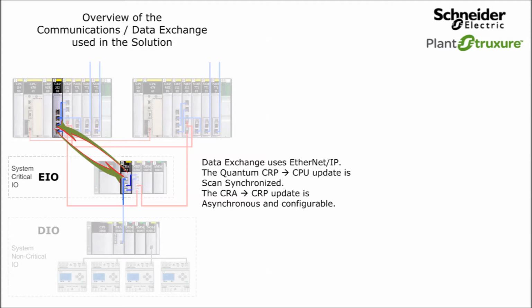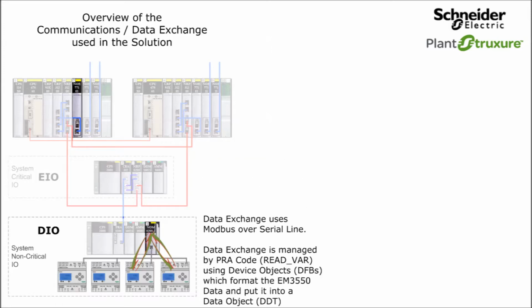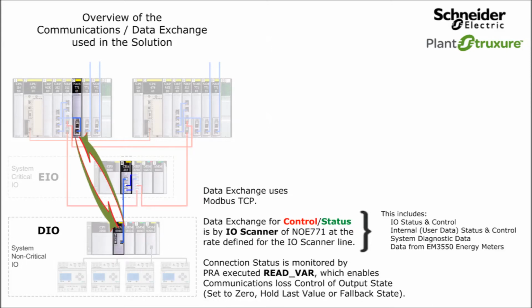The EIO uses Ethernet IP, which can be optimized as required. The energy meters are connected to a Modbus serial RS485 network. The X80 DIO drops use Modbus TCP and can also be optimized. The X80 DIO drop data exchange will include I/O status and control, internal application required status and control, X80 DIO drop diagnostic data, and the data from the EM3550 energy meters. The creation of this data exchange is the starting point for a deep dive into the details of this solution.